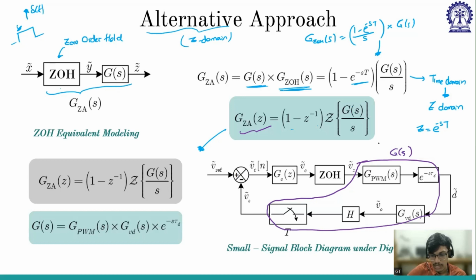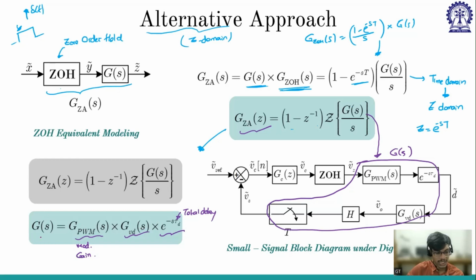So G of S is GPWM of S into GVD of S into e to the power minus S tau d. Also the gain will be coming, but if we assume there is no gain, then it is 1. This tau d is the total delay. This is the modulator gain, and this is the control to output voltage transfer function. So this gives us G of S.